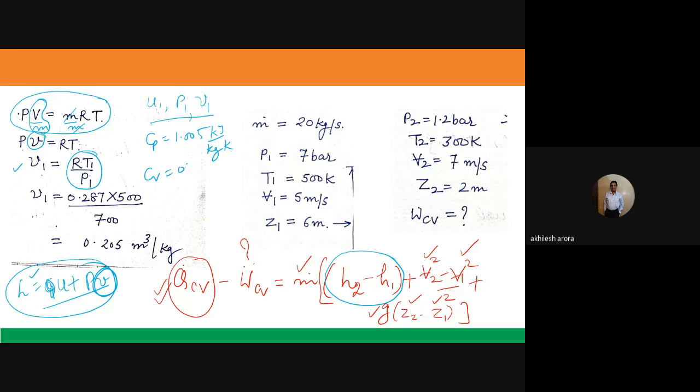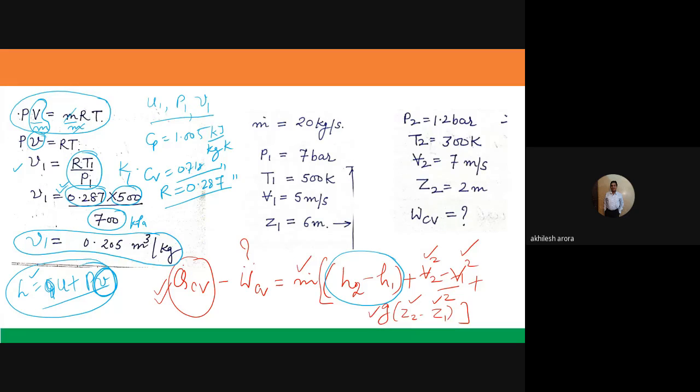Cv is equal to 0.718, same units. And then R is the difference of these two, and the value is 0.287 kilojoule per kg Kelvin. So this is the value of R. So I can put this value of R, then this is the value of temperature, and this is the value of P1. So this is in kilopascal, this is in Kelvin, and the unit is known to you. And when we calculate, this value of V1 comes out to be 0.025 meter cubed per kg.